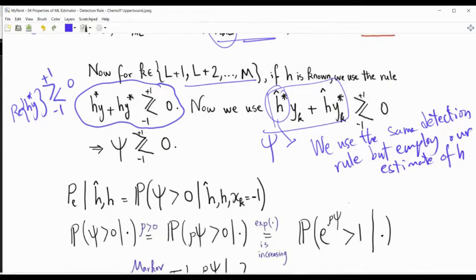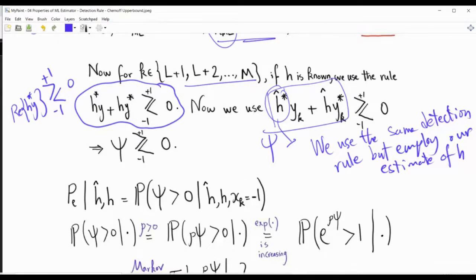Now, can we make an error? Yes, we can make an error. For example, if psi is greater than 0, you will say that the transmitted symbol is +1. So if the transmitted symbol is -1, that's an error. And this is the error I will focus on. The other error is symmetric.